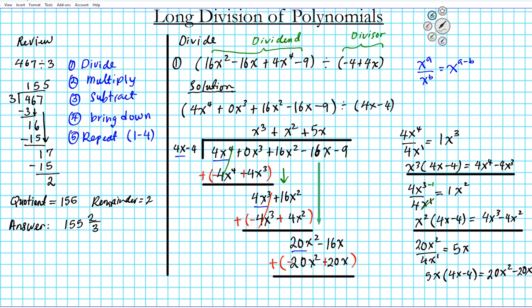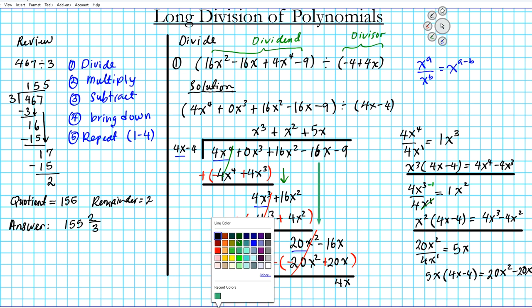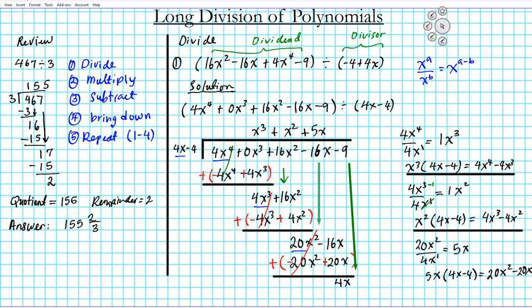And then combine downwards. The first term, the quadratic terms are opposites, so they cancel out. That should always happen. Okay. Then you get 16 plus 20 is 4x. So that's the subtraction step. What we're going to do now is bring down. All right. Bring down that negative 9. Bring that down. 4x minus 9.